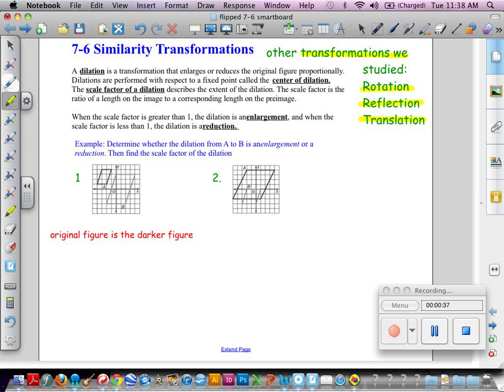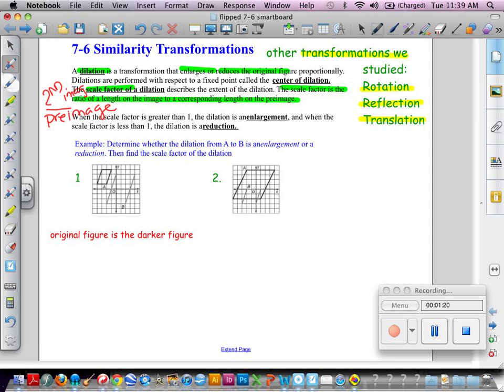Today we're going to be looking at dilations, where it is enlarged or reduced. When you enlarge or reduce something, you're looking at a scale factor. The scale factor is the relationship of the ratio of a length of the image to the corresponding length of the pre-image. So you're going to have the pre-image on the bottom, and the second image is going to be on the top.